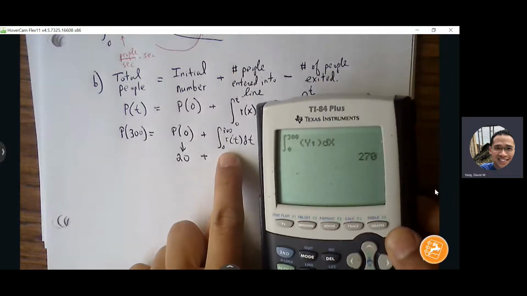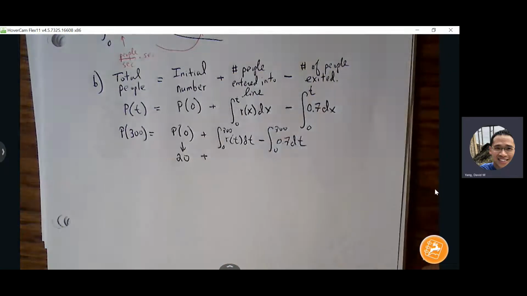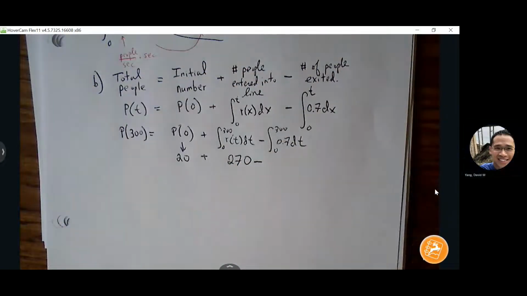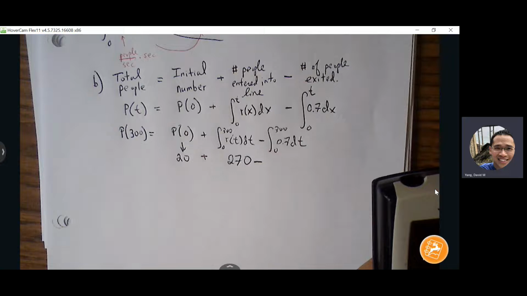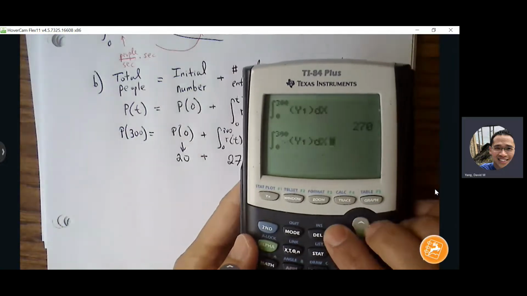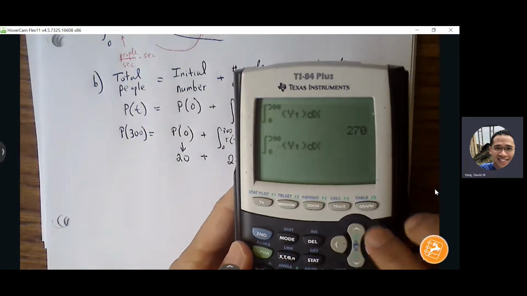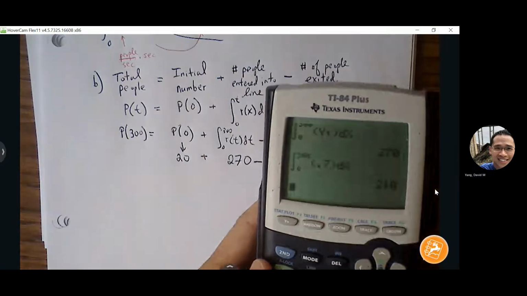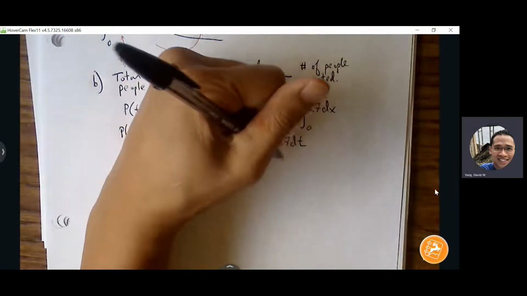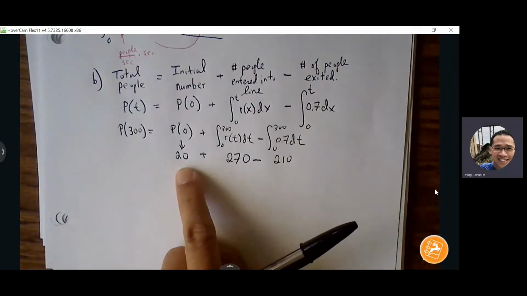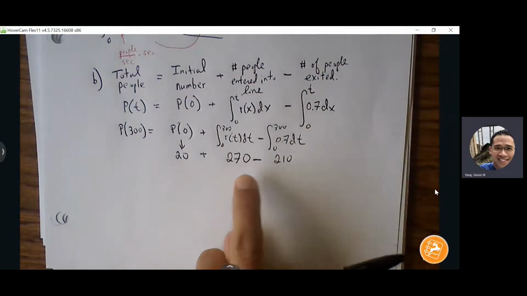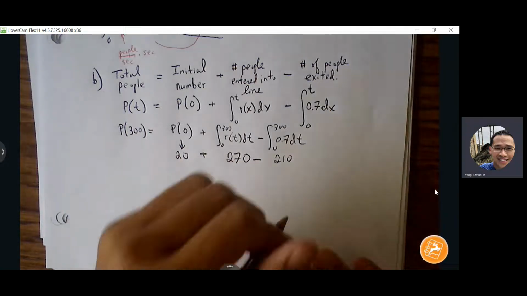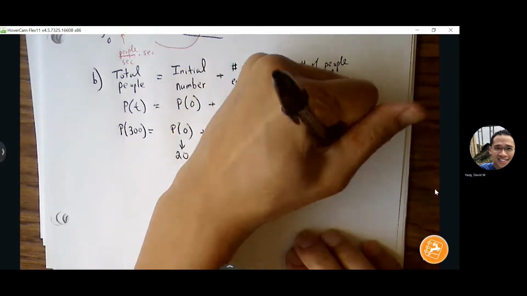The integral from 0 to 300 of R(t) is 270. Subtract out the number of people who've exited. So it's going to make my function 0.7. 210 people exited. So I started with 20 people. 20 people entered in and 210 people left. So 300 seconds in, there's still going to be 80 people in line.